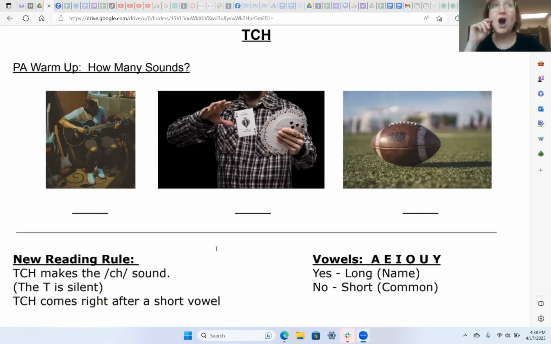Here's a hint. R is 2 sounds. Some crazy funky letters in there. If you're thinking of the spelling, don't pay attention to the spelling. Just pay attention to the sounds. So guitar has these sounds. People are still putting in their answers.